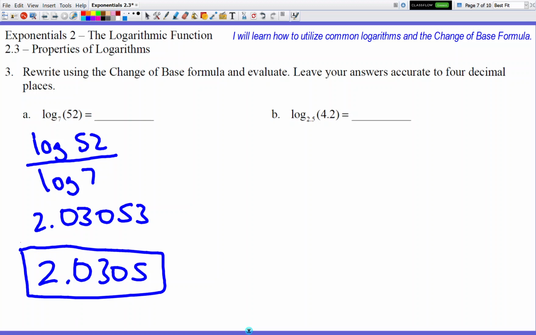Okay, and make sure you round, people. I'm not going to accept unrounded answers. Other teachers may say rounding is optional, but that's not optional for me. You need to round. All right, so let's look at our next one.